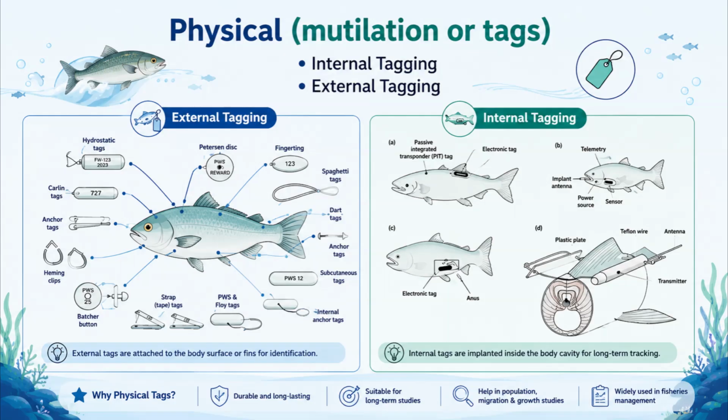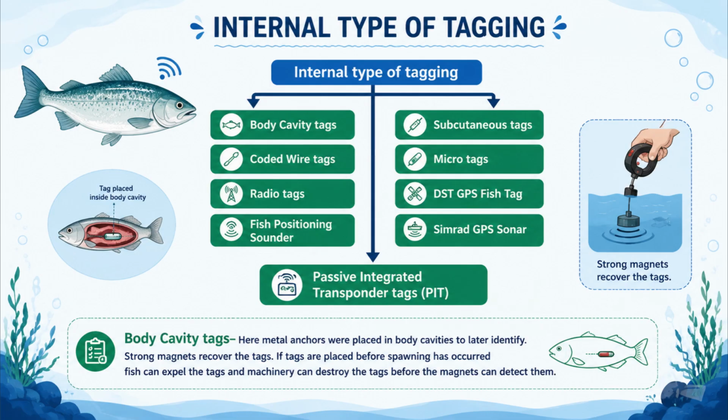Examples include electronic tags, telemetry tags, and passive integrated transponder or PIT tags. Internal tags are useful for long-term tracking because they are protected inside the fish body and reduce tag loss. Physical tagging methods are highly durable and effective for studying fish movement, growth, migration patterns, and stock assessment. Internal tagging involves placing tags inside the fish body for long-term identification and tracking.